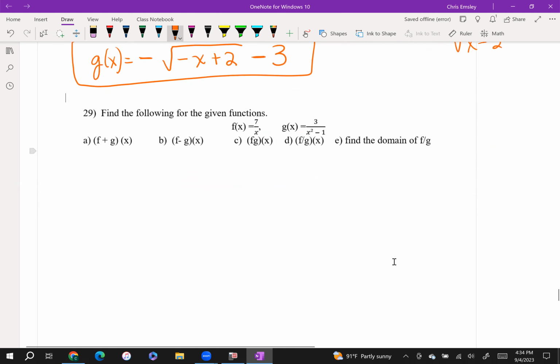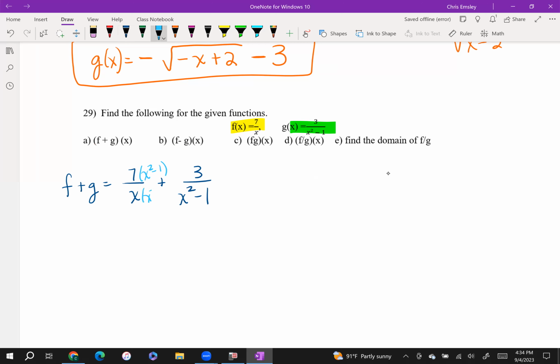Okay, number 29, we have some operations on functions. They gave us 2 functions up here at the top, f of x and g of x, and we're going to do a few things with them. First, we're going to add the 2 together. So if we take f of x plus g of x, we need to have a common denominator to be able to add those 2 together. So we're going to need to multiply in an x squared minus 1 on this first fraction. And we're going to need to multiply in an x on this second fraction so that we end up with 7x squared minus 1 plus 3x all over that new common denominator that we just built.